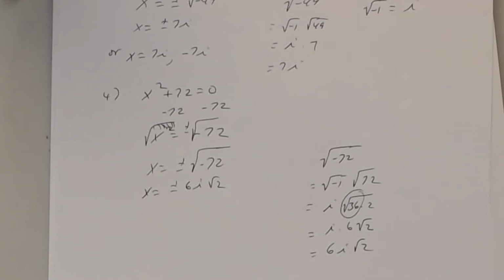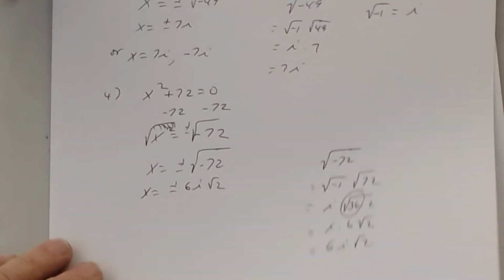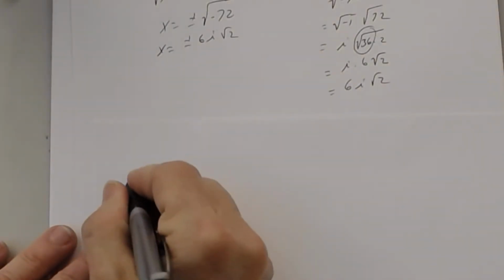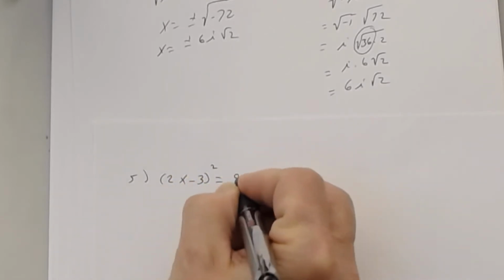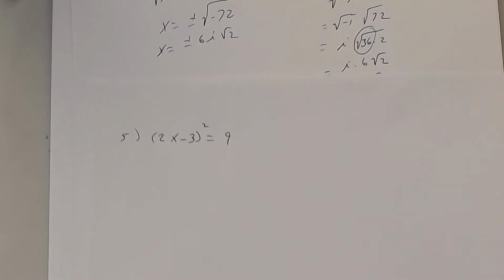All right, so let's look at number 5. Number 5. And we have 2x minus 3 squared equal 9. Now, the directions on your final and on your test may say this. It may say solve this quadratic equation by using the square root property.